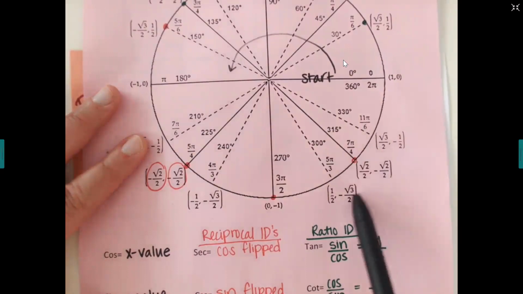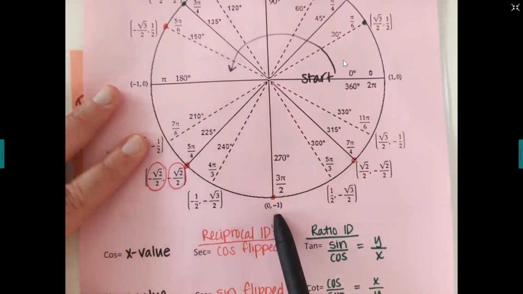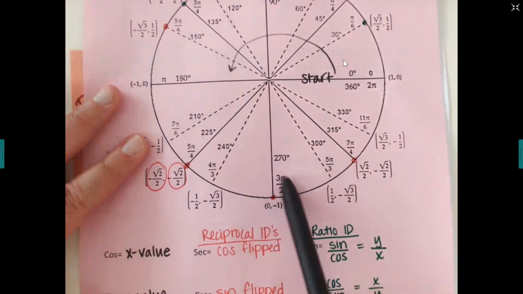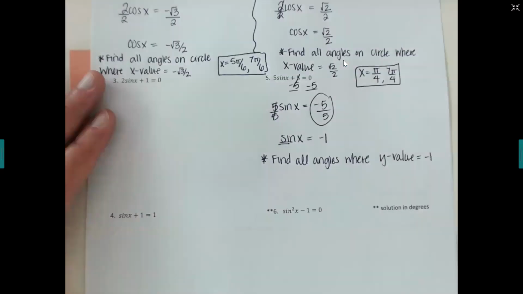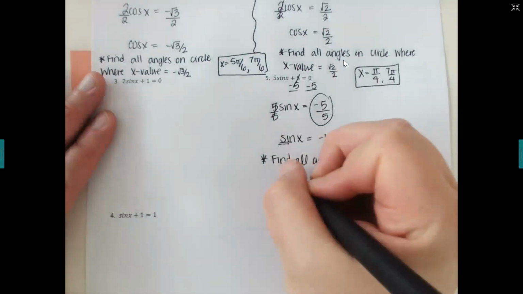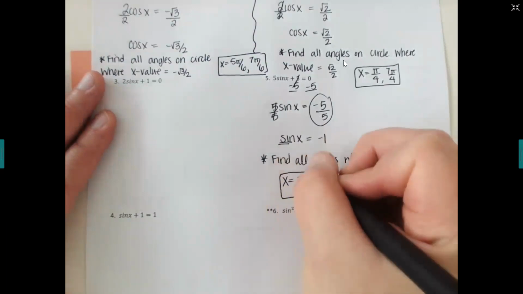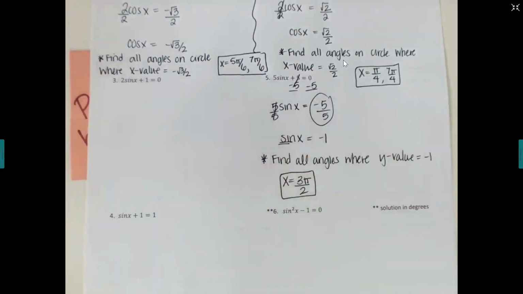What number am I looking for? Negative 1. Negative 1 is right here. What angle is that? 3 pi over 2. Very good. Okay, all your solutions today are going to be in radians, not degrees. So 3 pi over 2. Now notice for the other examples, we were getting 2 answers. But for negative 1, that only occurs once.